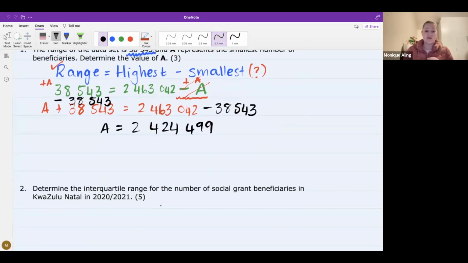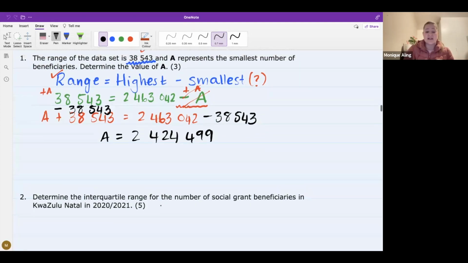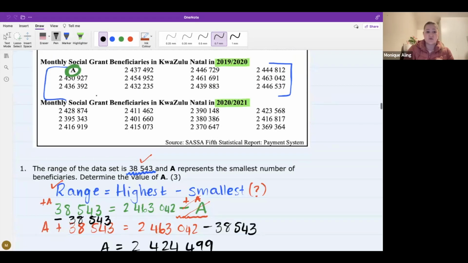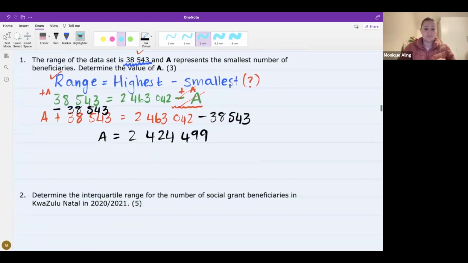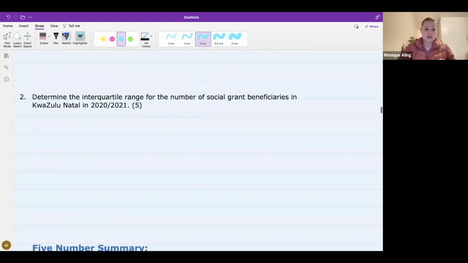Determine the interquartile range for the number of social grant beneficiaries in KwaZulu-Natal in 2020 and 2021. So we need to find the interquartile range for the second year. So all these numbers, I'm going to need to put them in order. So to save time, I'm going to help you. I'm just going to help you put them in order, then you guys can figure out the interquartile range.